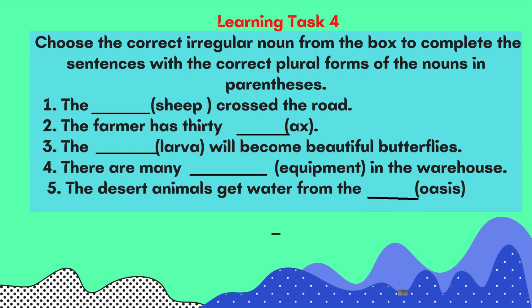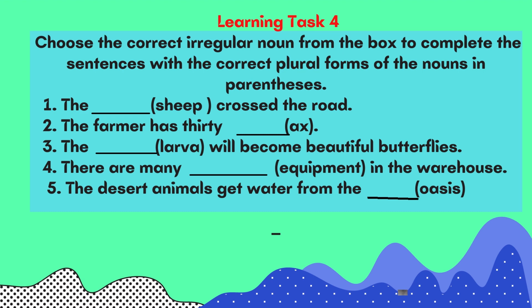Let's now proceed to learning task 4 on page 23 of your module. Complete the sentences with the correct plural forms of the nouns in parentheses. So number 1, the blank. So the noun is sheep crossed the road. What is the plural form of sheep?